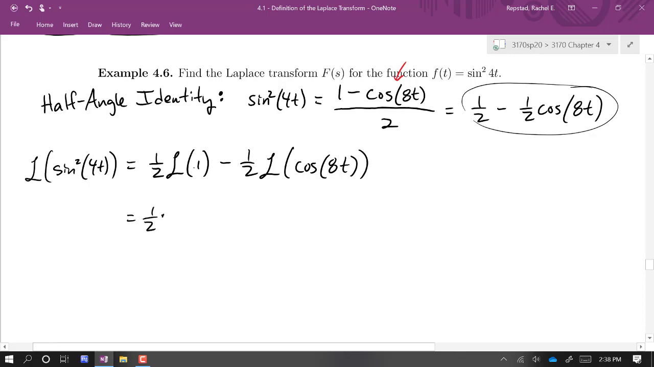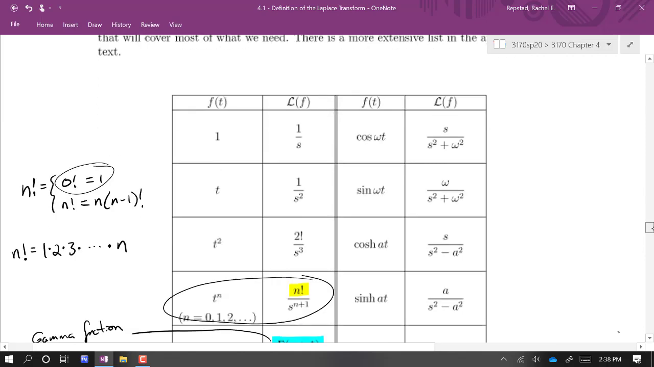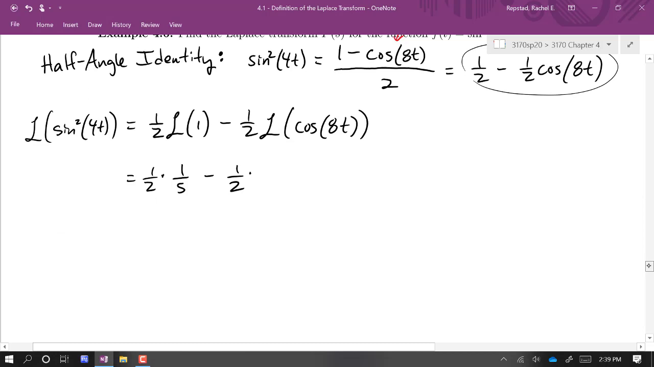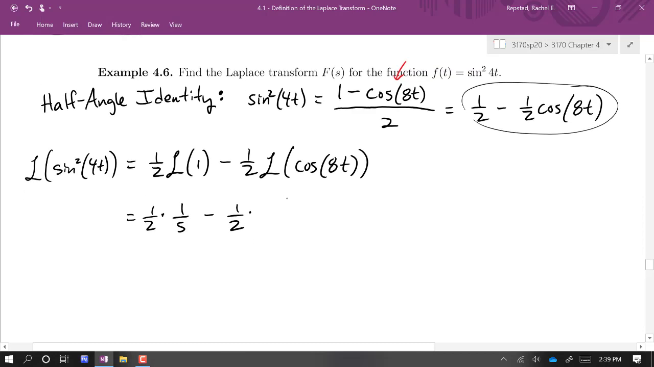1/2 times the Laplace transform of 1 is 1 over s, minus 1/2 times the Laplace transform of cosine 8t. Just go back to the table, right? We derived this: the transform of cosine omega t is s over s squared plus omega squared. So for us, omega is 8, so that'll be s over s squared plus 8 squared.